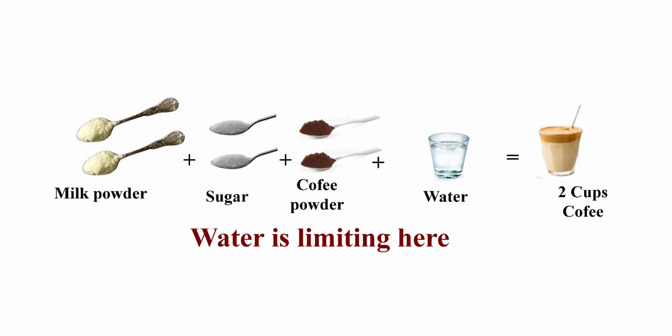Consider another one. To prepare 2 cups of coffee, you need to take everything double: 2 spoonfuls milk powder, 2 spoonfuls sugar, 2 spoonfuls coffee powder and 2 cups of water. But if you take just 1 cup of water, it is not possible for you to prepare 2 cups of coffee. In that case, water is the limiting reactant. So the element which will run out first is called the limiting reactant.